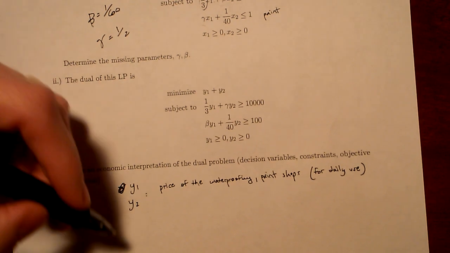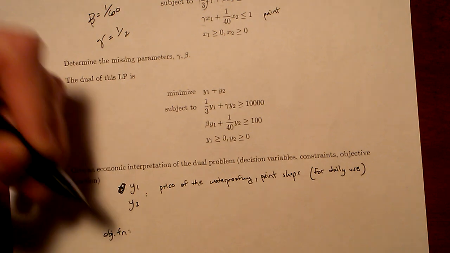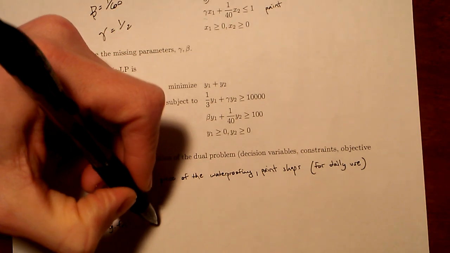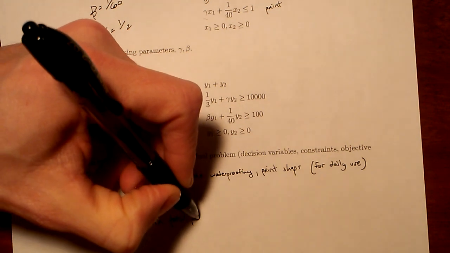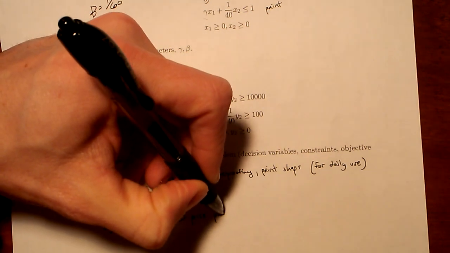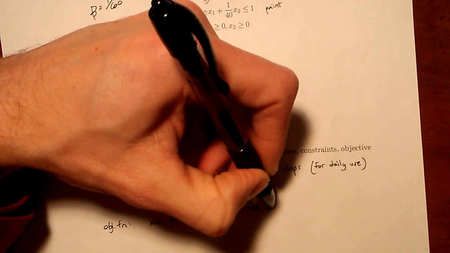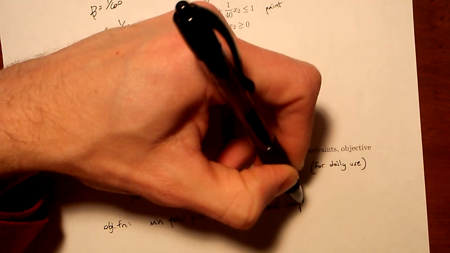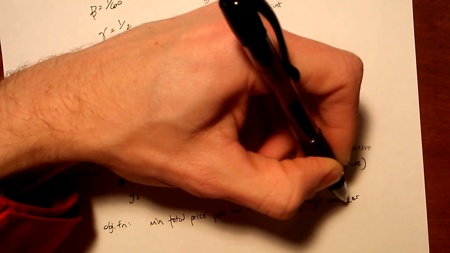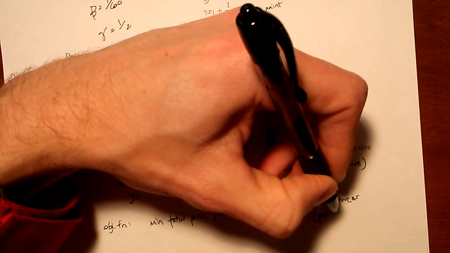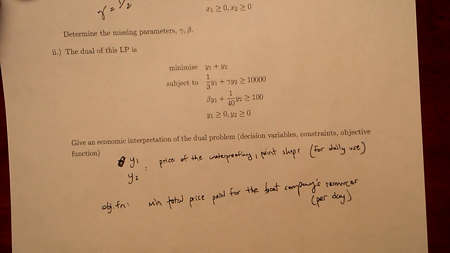Okay, the objective function for the dual is really to minimize, well, let me say the total price paid for the boat company's resources. And again, to be explicit, that means a per day price for these resources.